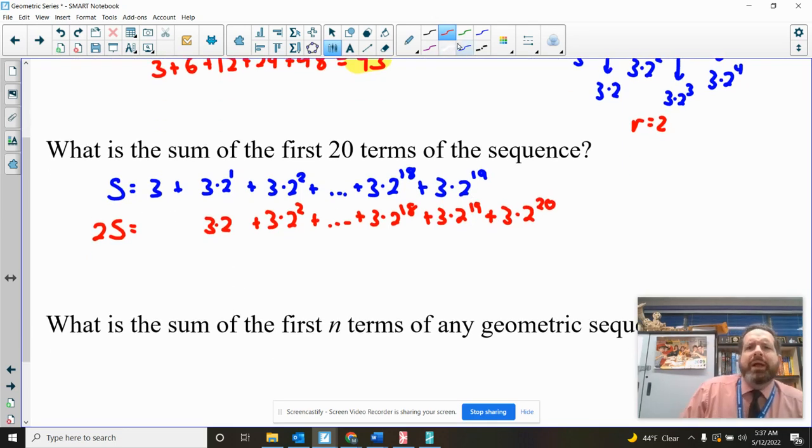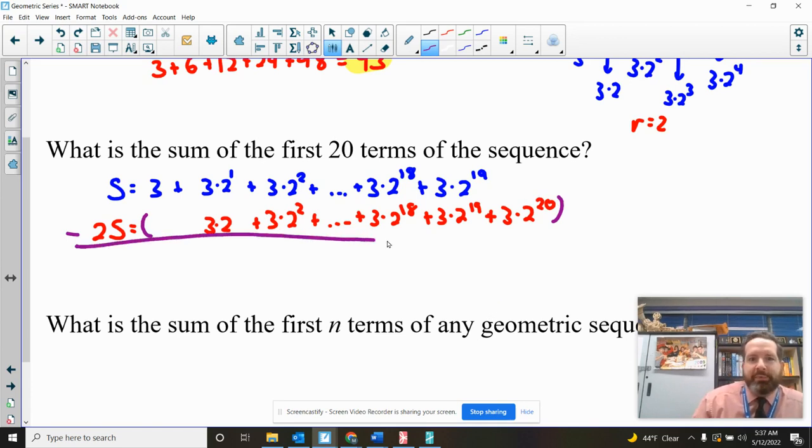Okay. What makes this work, and this is, again, a fantastic little trick, is if I've got this repeated, this repeated, this repeated, everything is repeated except for the very beginning of the top list and the very end of the bottom list. So something magic is going to happen if we subtract them.